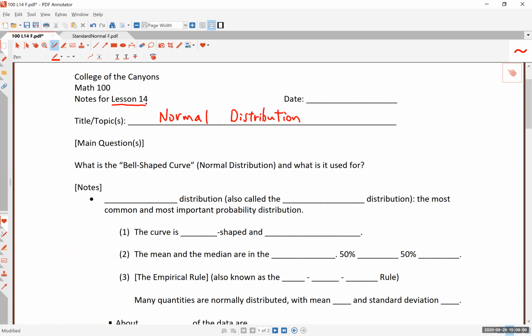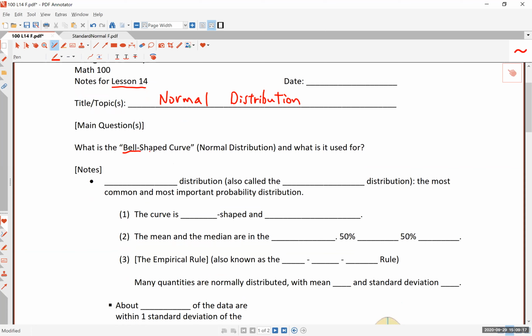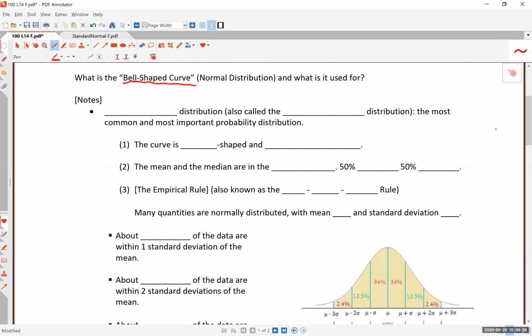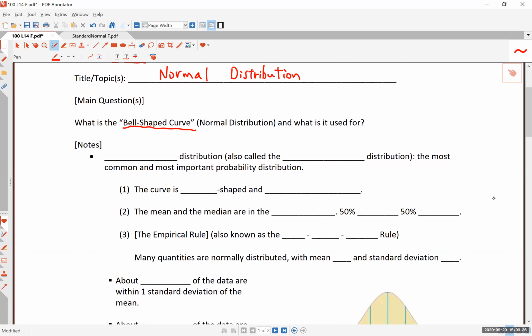All right, so lesson number 14 is a quick survey of what we call the normal distribution. You probably know about the normal distribution in terms of this word, the bell-shaped curve, because normal distribution is characterized by such a curve. And so you can see the curve right here. This is what the normal distribution curve looks like, and it does look like a bell. And anytime you have this specific kind of a curve, it's called normal distribution.